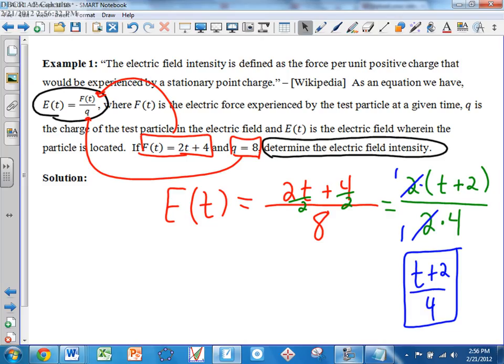Now, here's what I also want you to notice. You could actually go further. You could try and divide the 4 into both terms here. See how the bottom is a monomial, 4, and the top is a binomial, t plus 2. You could divide this into both.